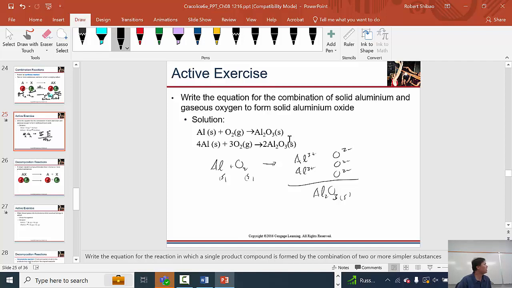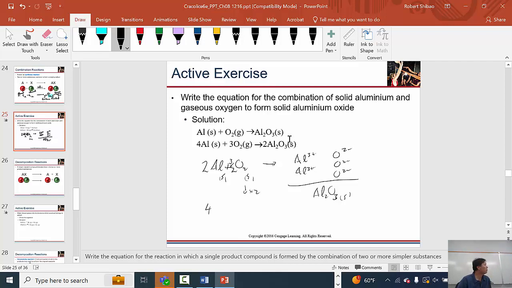And then we'll try to balance this. The way I balance this is like this. I have 2 aluminums here. I'll put 2 aluminums here. And then I have 3 oxygens here, but I have 2 oxygens here. So you know what I do? I do 3 halves. If I do 3 halves, then that gives me 3. 3 halves times 2 is 3, correct? And then I double everything.